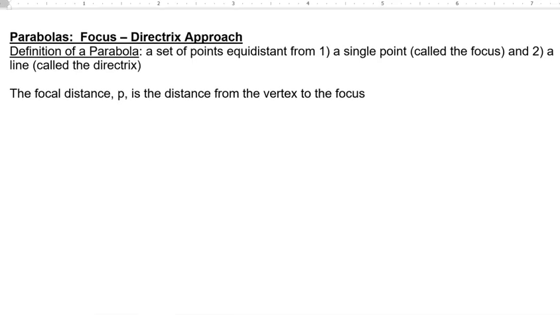The focus directrix approach to parabolas is a slightly more sophisticated way of viewing a parabola, and it's based on certain applications and physical properties. So we're going to first take a look at the mathematical definition, and it's defined as being the set of points equidistant from a single point, which we call the focus, and a line called the directrix.